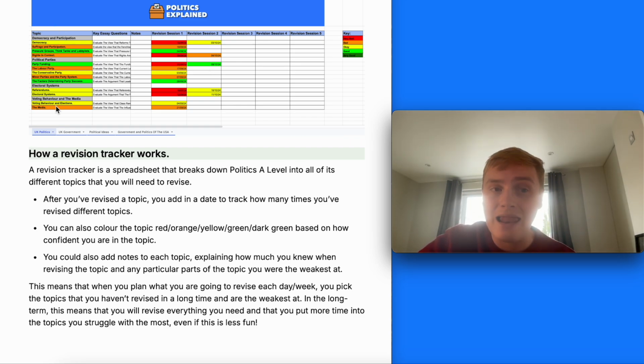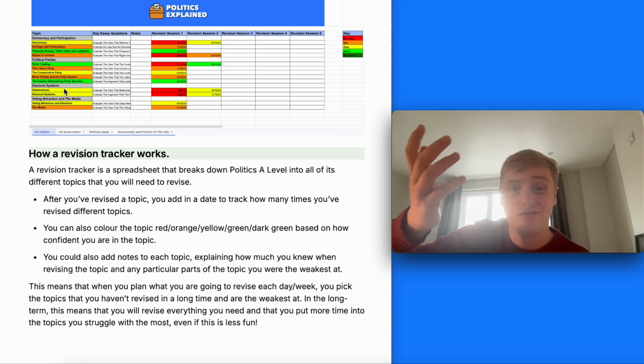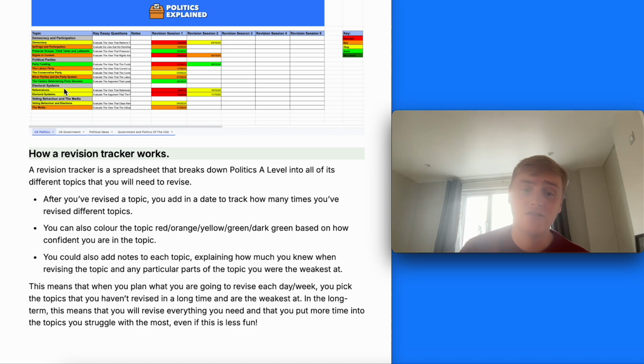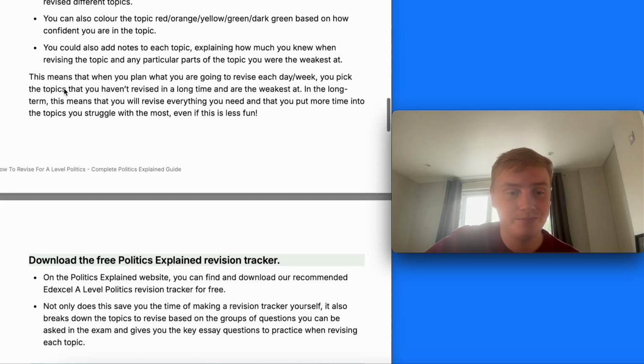And then you can see on the left over here, overall, how effective you are at the different topics, so that when you decide next to revise something, you pick the ones you're worst at, and this also allows you to overall track that you're revising everything. So as I said, when you're planning when to revise each day or week, you pick out the topics you haven't revised in a long time and are the weakest at. And in the long term, this means that you'll revise everything you need and put more time into the topics you struggle with the most, even if this is less fun.